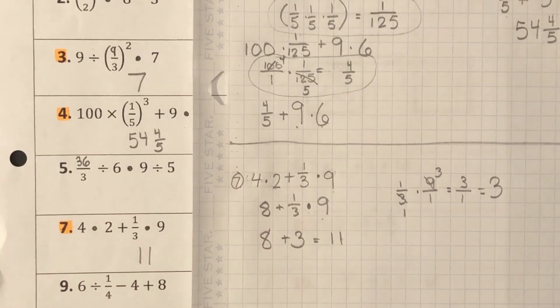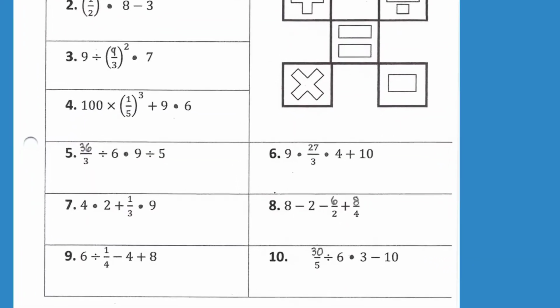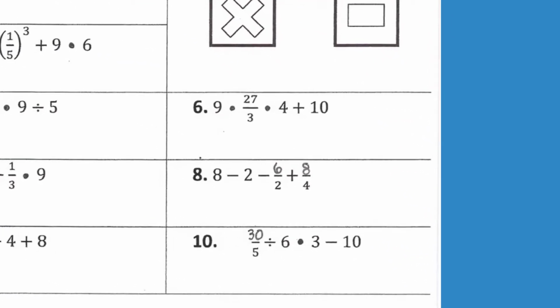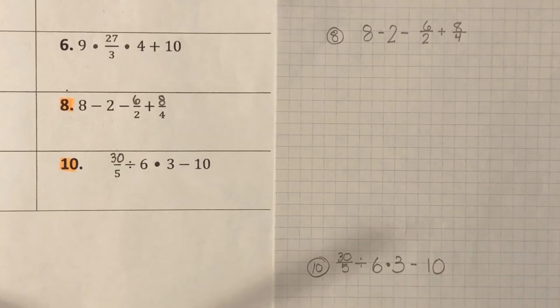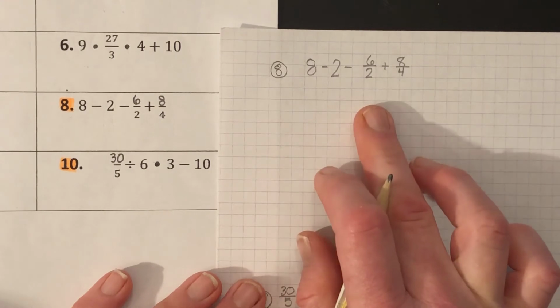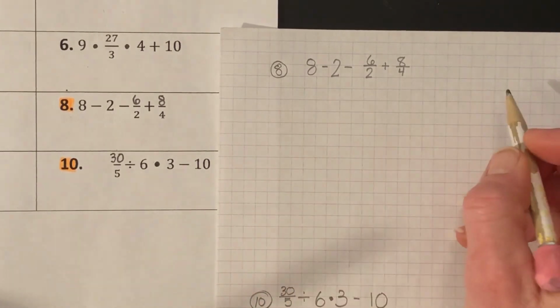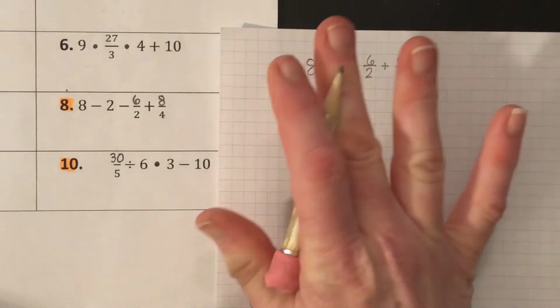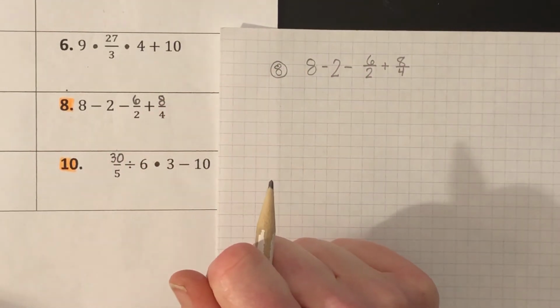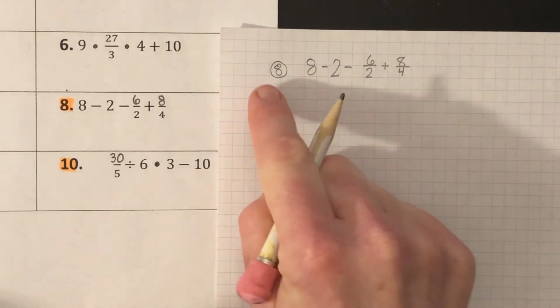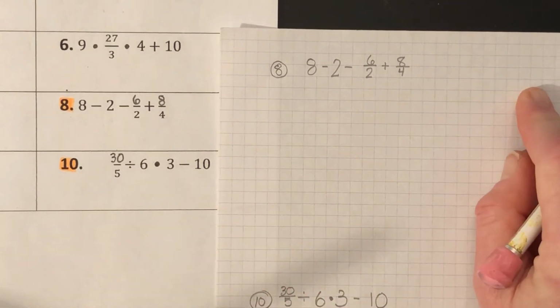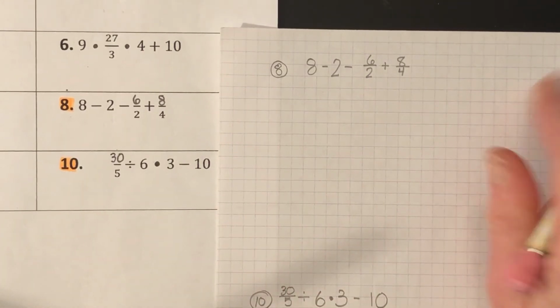Okay, now on to the other side. We're doing numbers 8 and 10 on this side, and I've got them already written down on my paper. I copied number 8 exactly as it is. Notice we have all addition and subtraction. Since addition and subtraction are on the same level in the order of operations, we just go straight left to right. So we don't have to worry about the fractions quite yet.